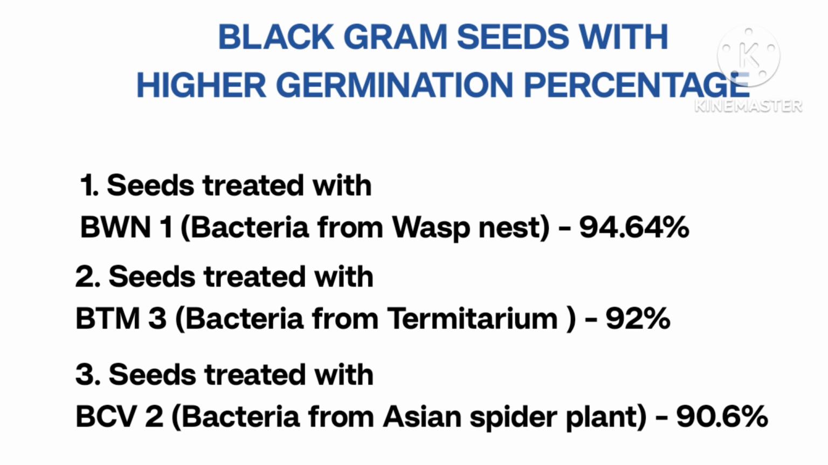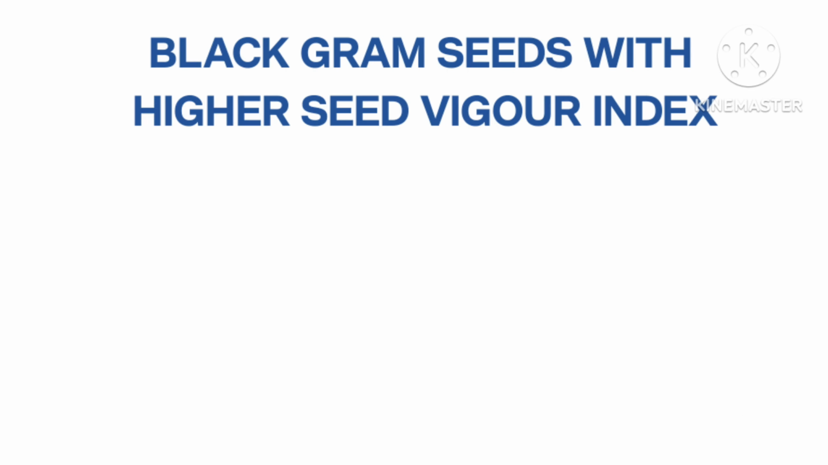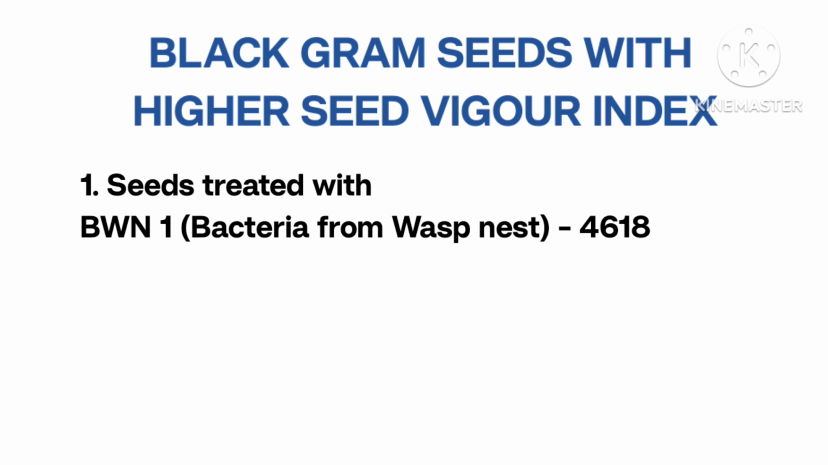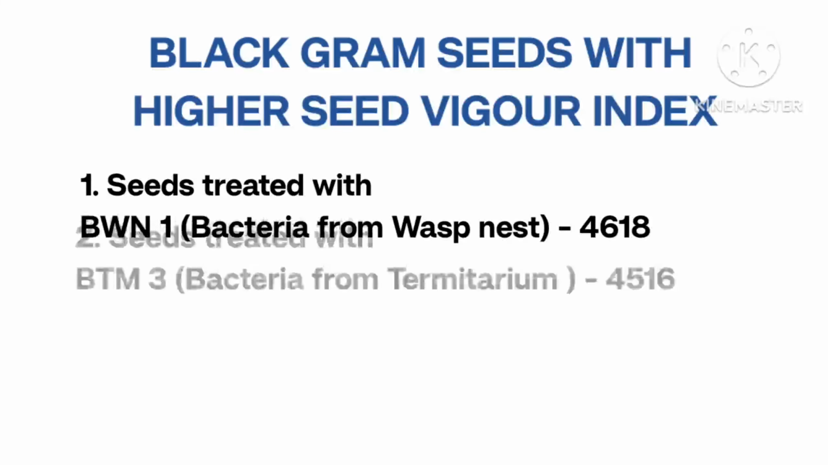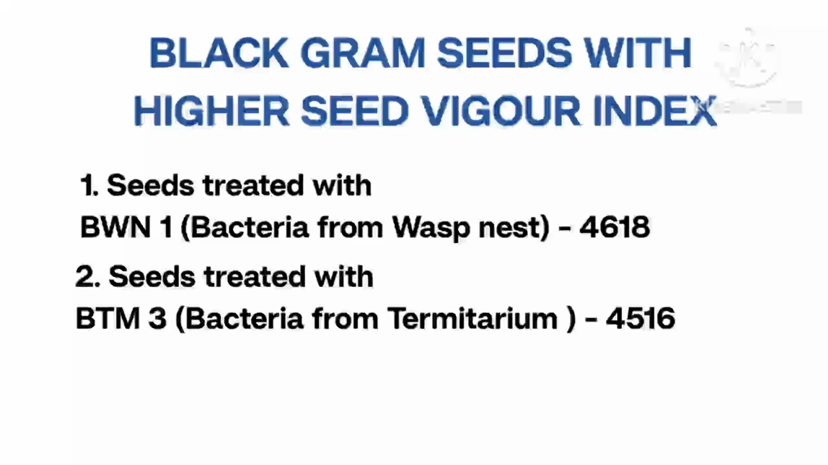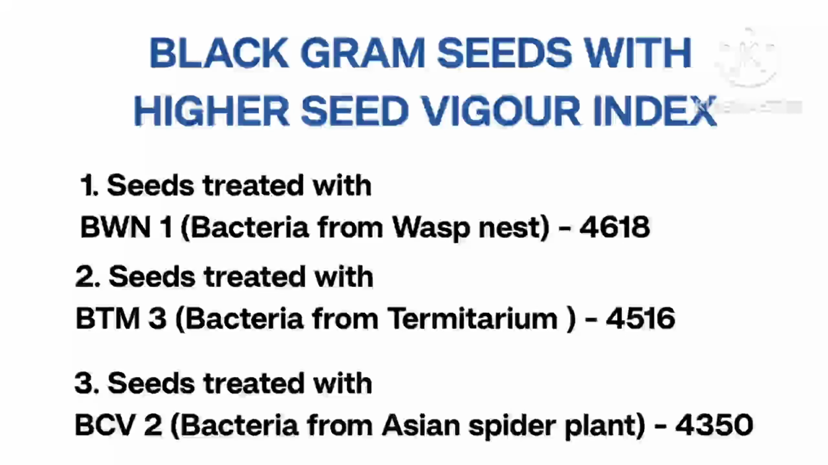Asian spider plant sample. It was also found that seeds treated with broth inoculated with bacteria from wasp nest sample showed significantly higher seed vigor index, followed by seeds treated with broth of bacteria from termitarium sample and seeds treated with broth inoculated with bacteria from Asian spider plant.